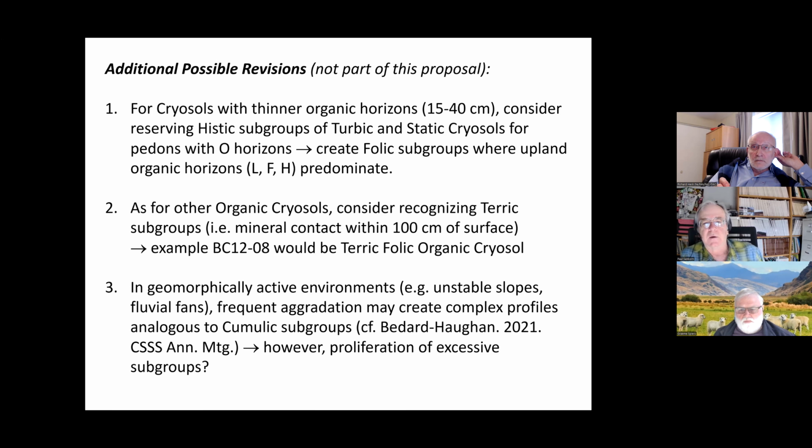The first one is that for situations where we don't quite make it with thick enough horizons to make these organic cryosols, it might be nice to have Folic subgroups that could be used in the turbic and static cryosols, where you've got 15 to 40 centimeters of organic material, which is not O-horizon material. That would probably cover off those situations in the Rockies farther south, as was noted in the paper for the Banff and Jasper work. Another suggestion, which Scott made, in hindsight, is that maybe we should consider having pteric subgroups in the organic cryosols, because some of the examples that we saw have a mineral contact within 100 centimeters of the surface, and maybe that should be recognized.